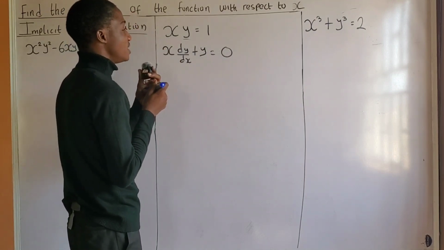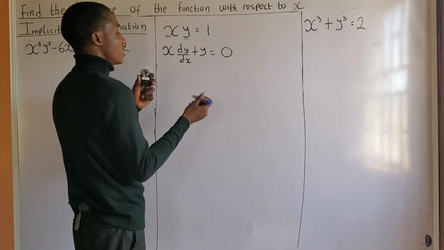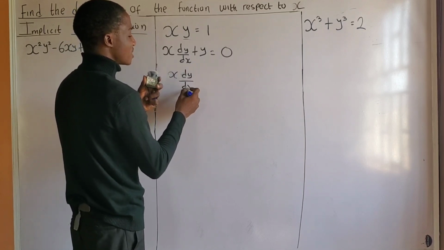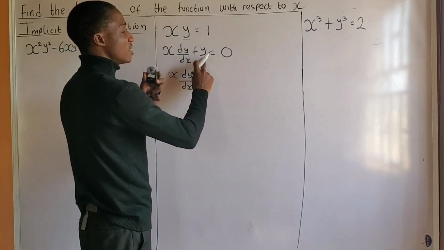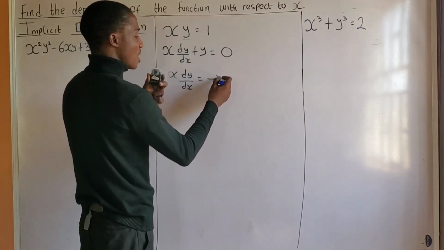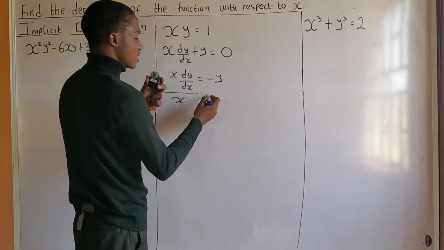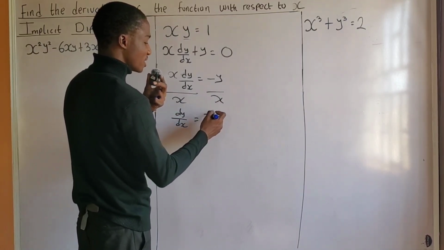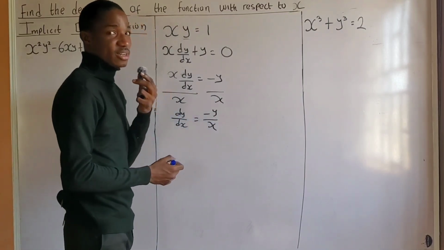The goal is to find dy/dx. So I'm going to take x dy/dx equals, now take this y to the right-hand side. I'm going to have negative y. So divide both sides by x, dy/dx is equal to negative y over x, which is the final answer.